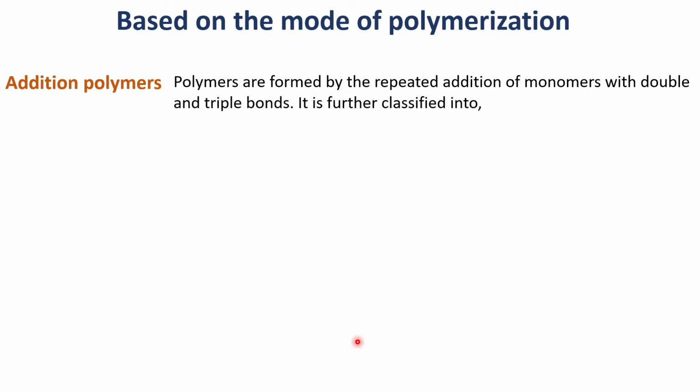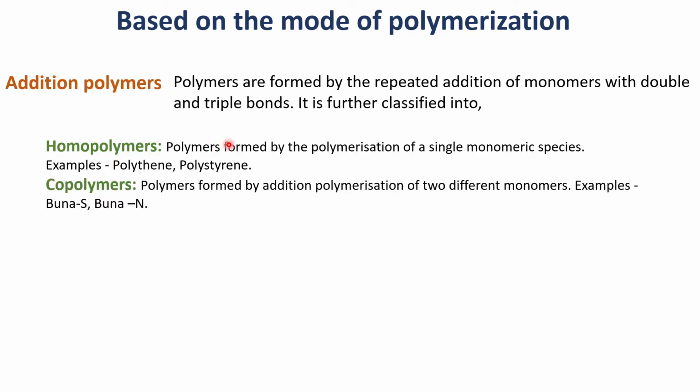The third category for the classification of polymers is the mode of polymerization. As I said before, there are two methods for polymerization. The first one is addition polymerization. Addition polymers are basically formed by repeated addition of monomers with double or triple bonds. It is further classified into homopolymers. Homopolymers are polymers formed by the polymerization of a single monomeric species. Example, polythene or polystyrene. Let me show you this one, that way you will understand better.